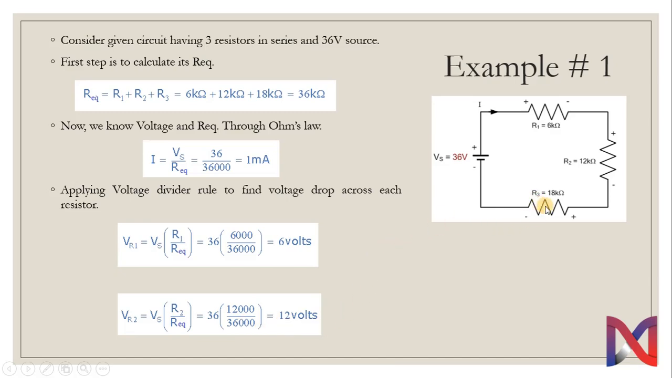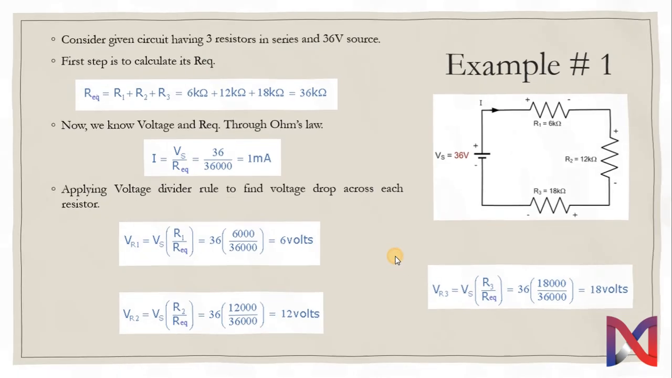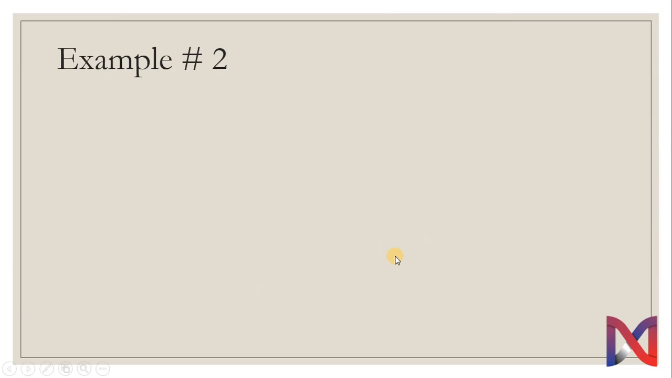So what will be the drop across R3? It will be VR3 equal to 36 volts multiplied by 18 kilo ohm divided by 36,000, or 36 kilo ohm. So it will be 18 volts. So this is how we calculated all the voltage drops of the circuit. Let's now proceed to our example number 2.